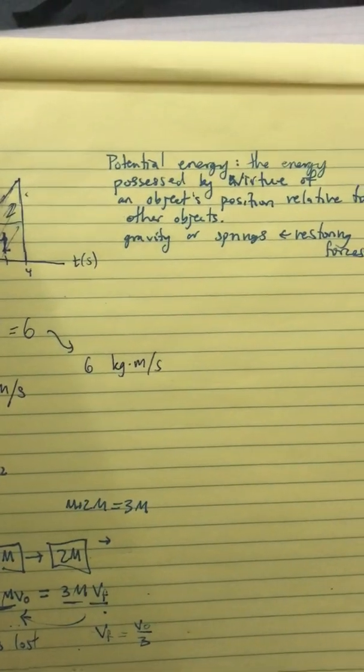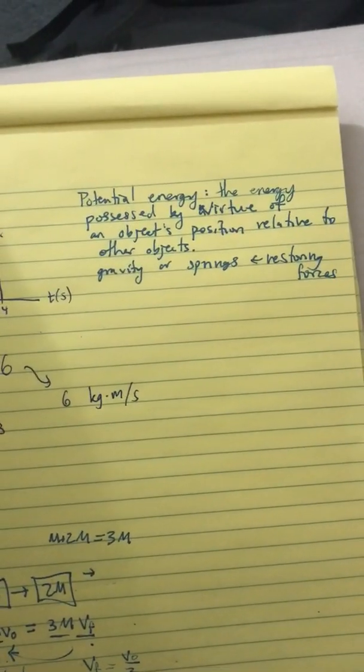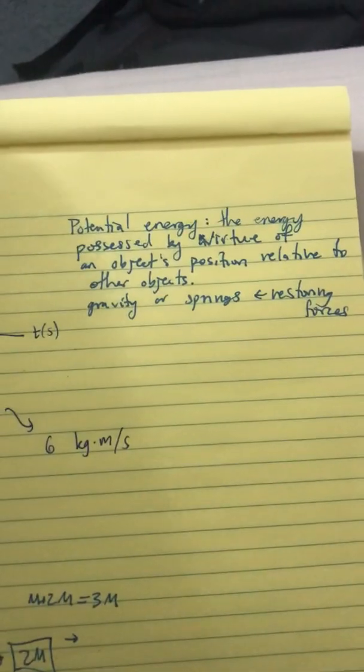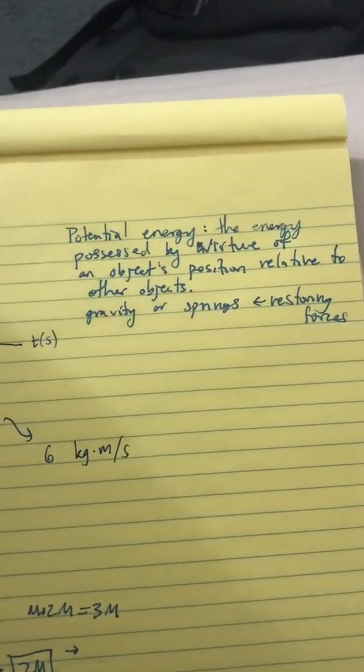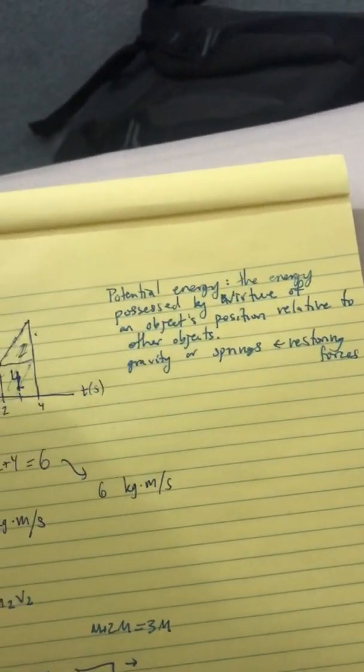Potential energy is the energy possessed by virtue of an object's position relative to other objects. For example, that would be restoring forces such as gravity or springs. Like if an object is held up, the potential energy is the energy potential that when the object is released, it'll just fall down. Or if a spring is compressed, the potential of a spring to be compressed, stuff like that.